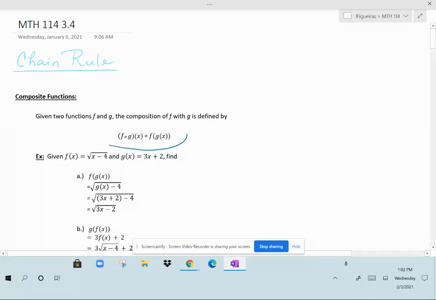These are two common notations. They're read as f of g of x. So I usually use this one here.